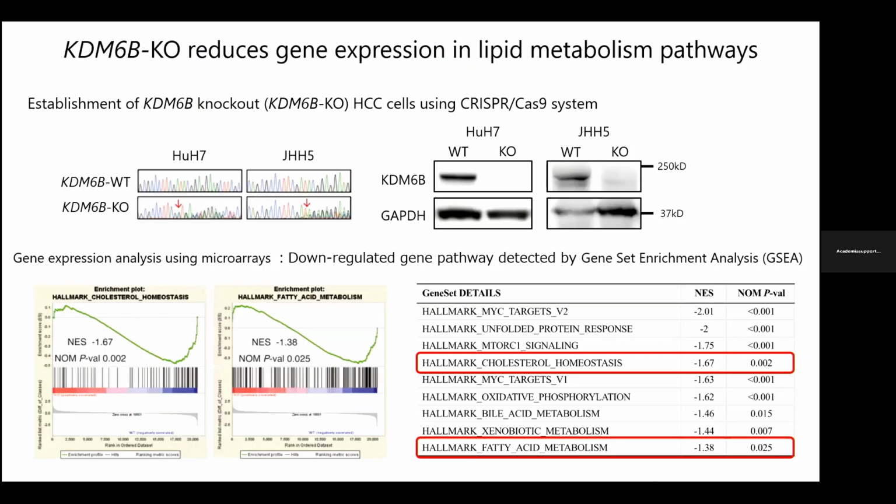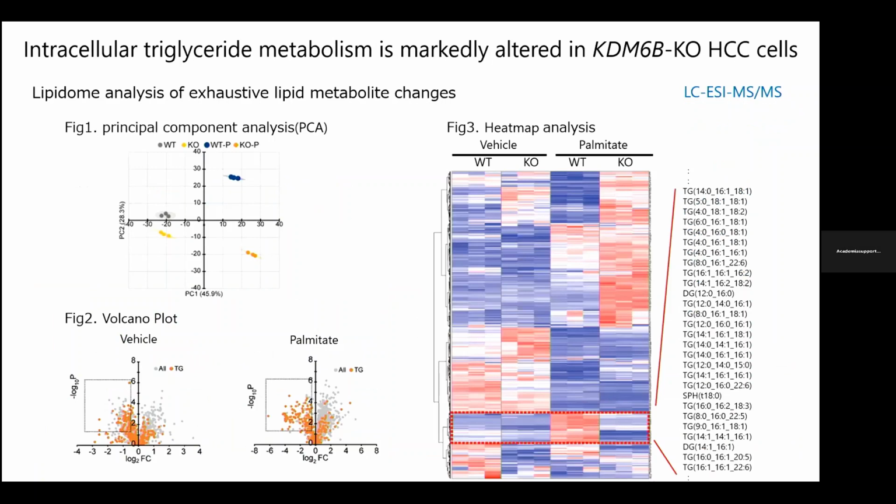To clarify the role of KDM6B dysfunction, we established a KDM6B knockout subclone from human HCC cells using a CRISPR-Cas9 system. The genome-wide expression analysis revealed that KDM6B knockout downregulates lipid metabolism-related genes involved in the cholesterol and fatty acid metabolism pathways.